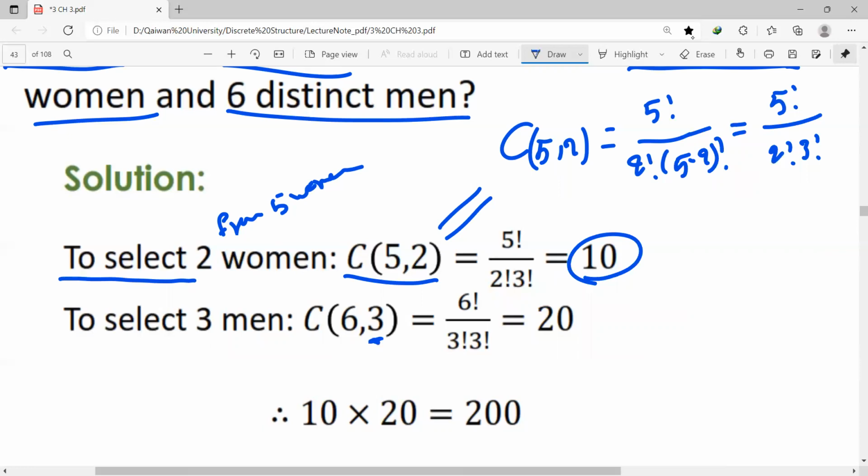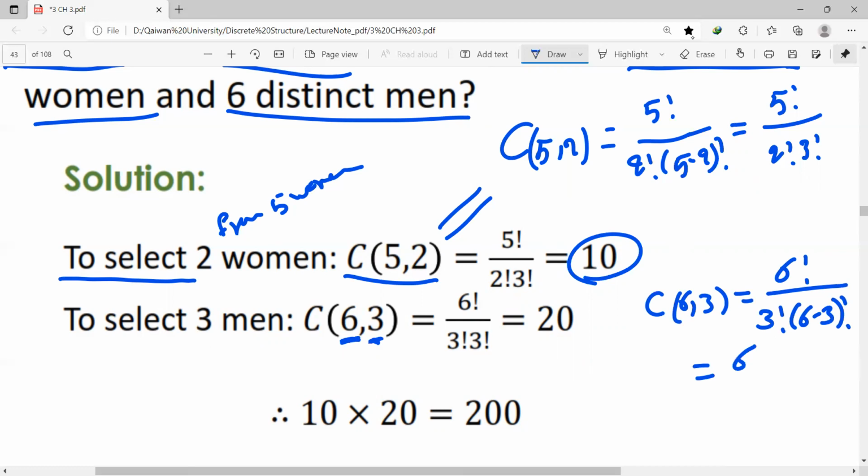And to select 3 men from 6 men, it is C 6 and 3. It equals 6 factorial divided by 3 factorial times 6 minus 3 factorial, which equals 6 factorial divided by 3 factorial times 3 factorial. Simplifying this, expanding the factorials and cancelling out numerator and denominator, we get 20. That means we can select 3 men from 6 men in 20 ways.